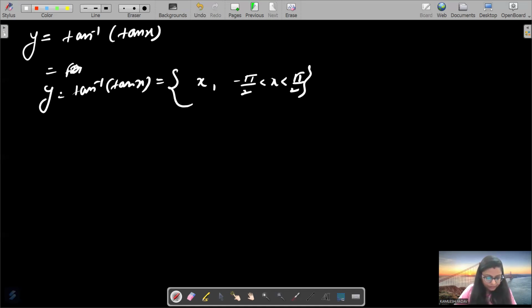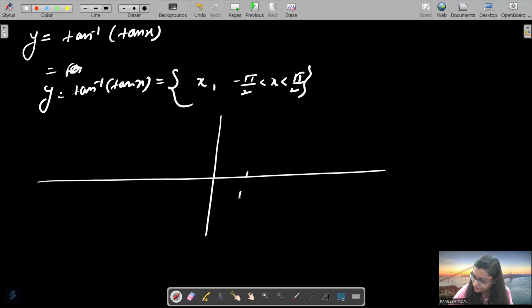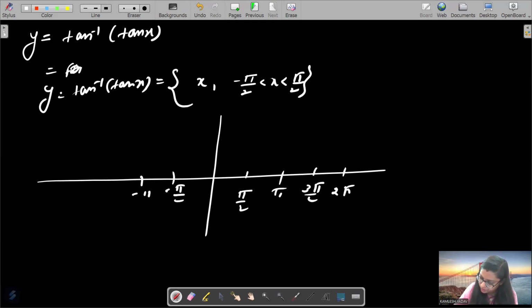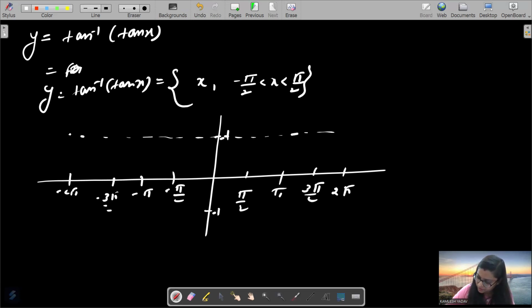Okay, so the graph of tan x is like this. First mention the points pi by 2, pi, 3 pi by 2, 2 pi, minus pi by 2, minus pi, minus 3 pi by 2 and minus 2 pi. Okay, this is 1 and this is minus 1. Let me dot it like this. So y is equal to x, very simple, for minus pi by 2 to plus pi by 2.